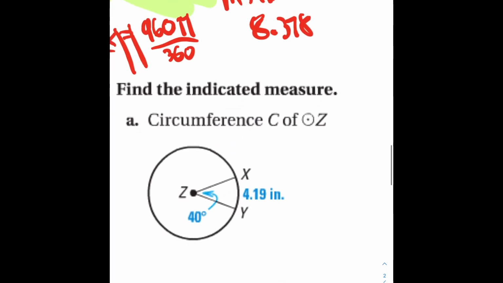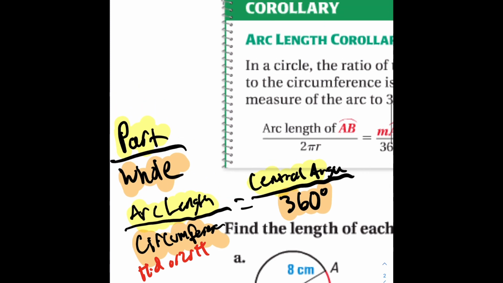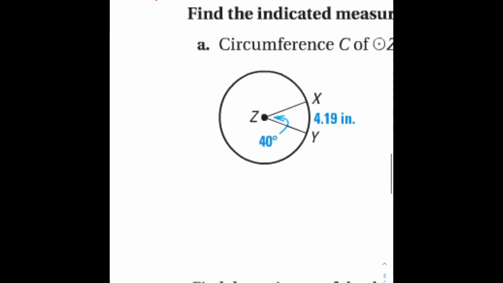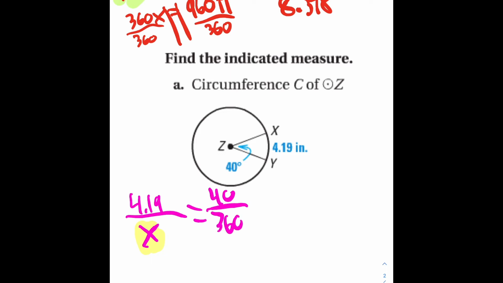All right, let's take a look. This is slightly different. So again, I'm going to set it up the same. I'm still going to use this setup right here, but I need to find something different. So this time, again, my arc length I know is 4.19. The circumference is what I'm trying to find, so that's going to be my x. This is what I'm trying to figure out. Again, part to whole equals 40 over 360.